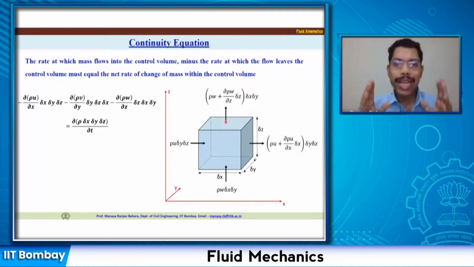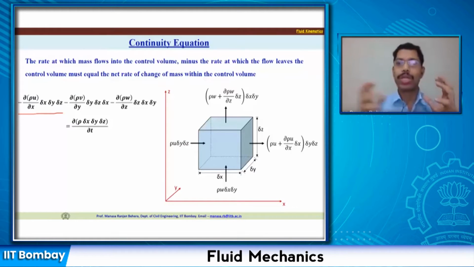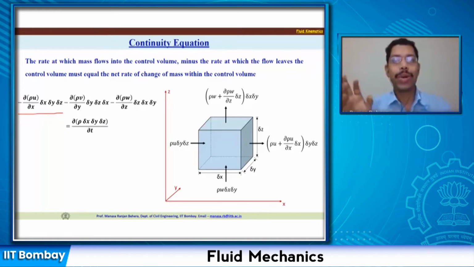So if I calculate that, then what I will get? I will get this particular term which is given here, isn't it? The flow coming in minus the flow going out is the flow that is remaining, or that is balance within the volume. So inflow minus outflow is going to give you this, that's why you get a minus sign, and that is nothing but dou rho u by dou x multiplied by dou x dou y dou z.